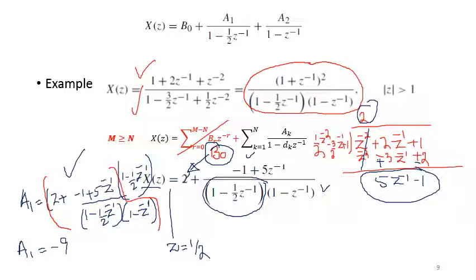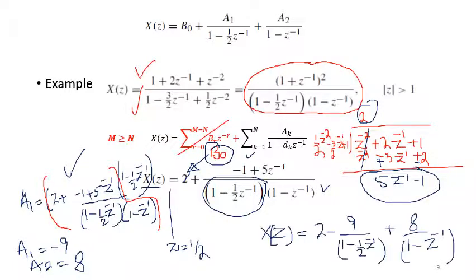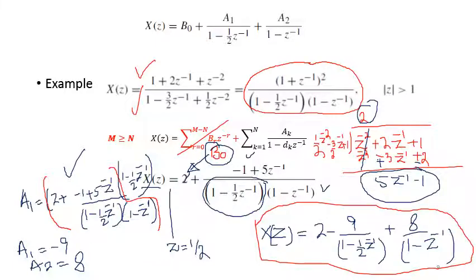-9, and you get a2 equals 8. Okay, so knowing values of these, you just put them here. So you get the expression, which let me write for you quickly. So that's the x of z expressed in summation form, simpler.